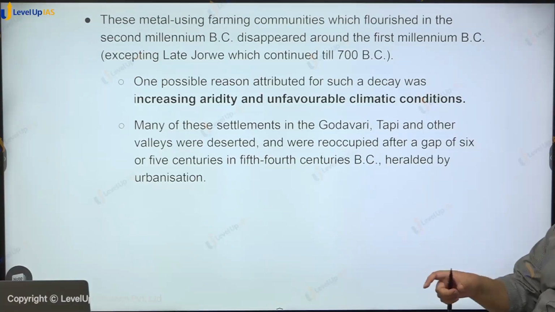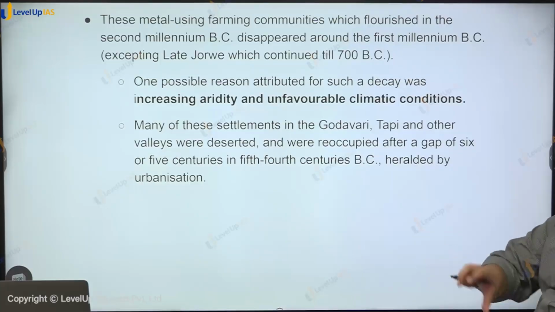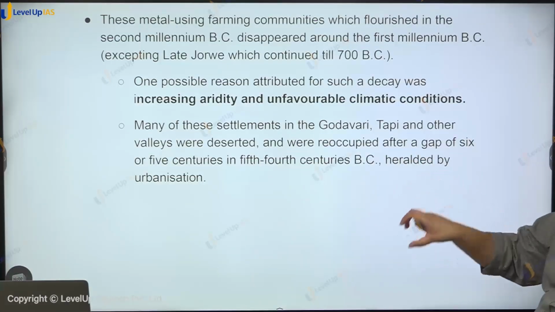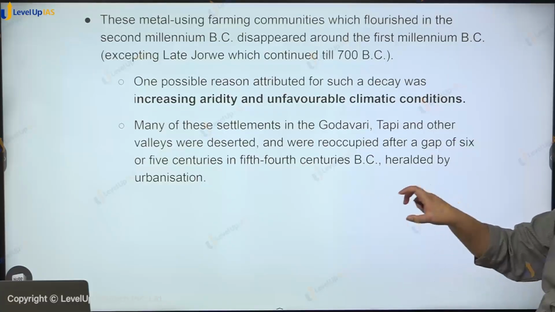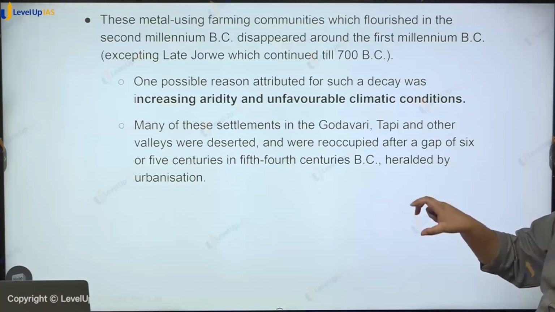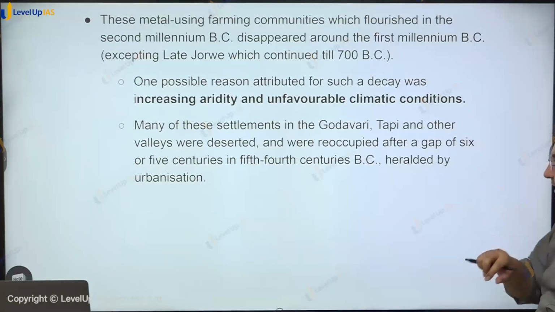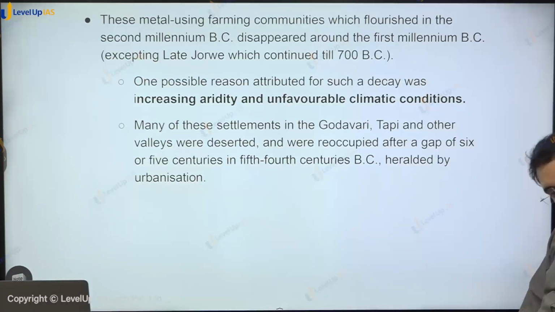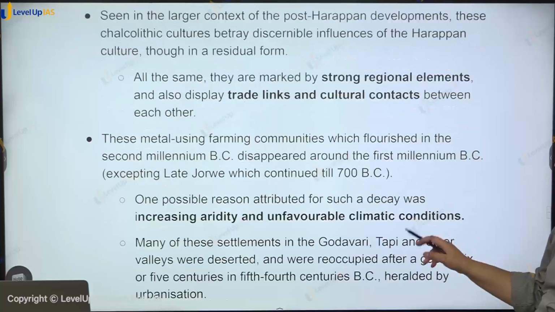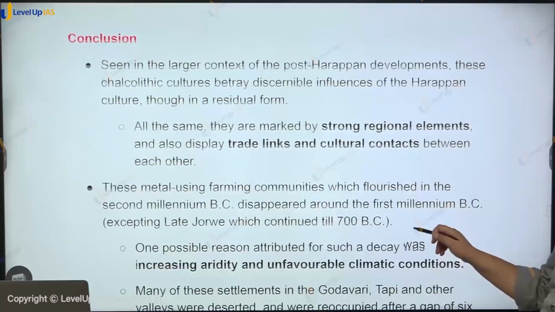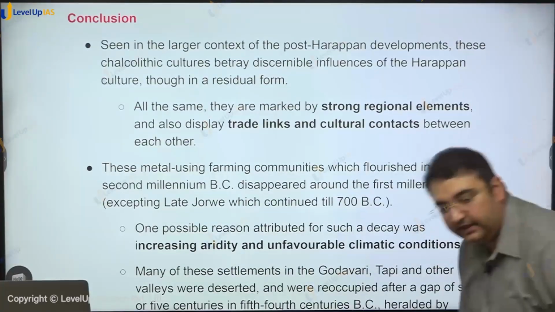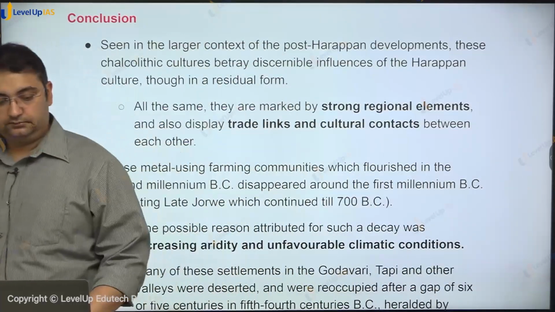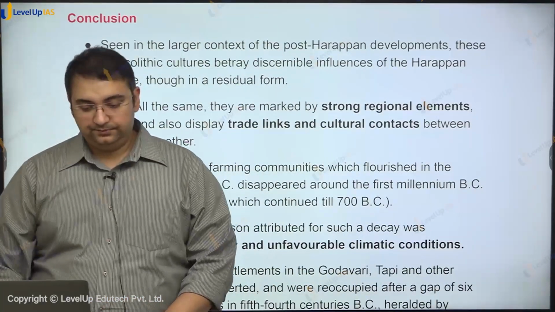After the second urbanization had already started in North India, the favorable conditions emerged for the emergence of settlements in the Godavari and Tapti river valleys, heralded by urbanization. Clear? Now, give the heading Decline of the Chalcolithic Age. Decline of the Chalcolithic Age. Write it.